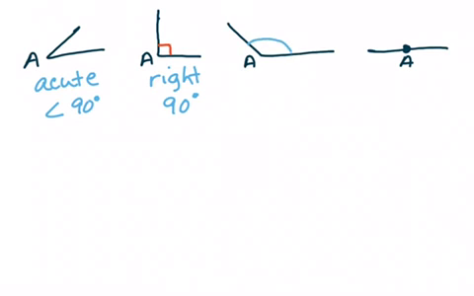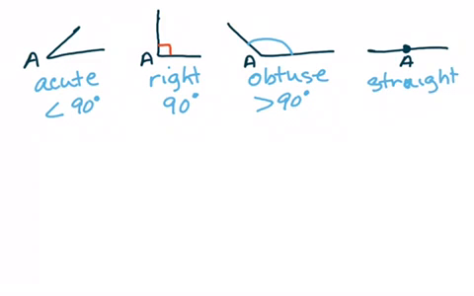This angle here is called an obtuse angle because it's greater than 90 degrees. And this straight line, although it's not very straight, is just called a straight angle, S-T-R-A-I-G-H-T, and it's 180 degrees. Actually, it's two 90s. Can you see that? 90 here and 90 here, so it's just 180.